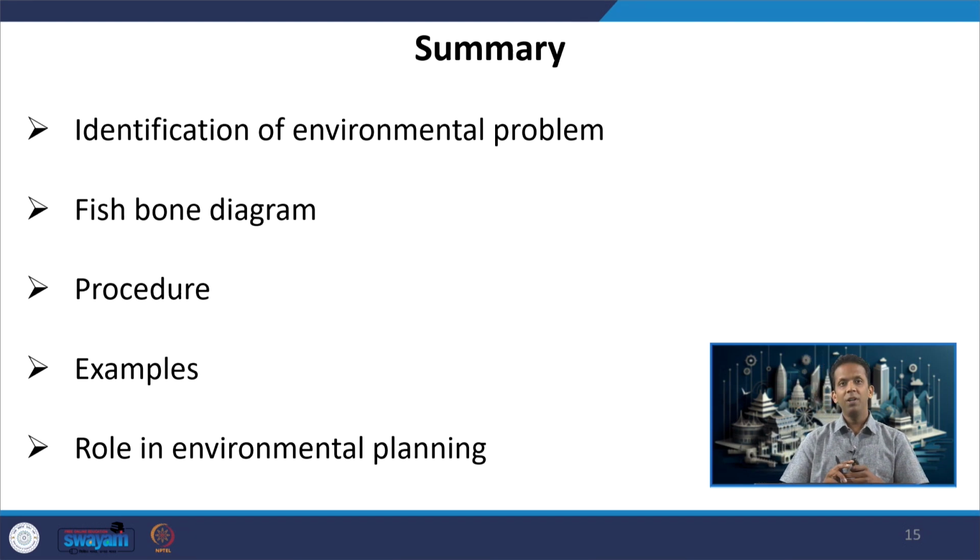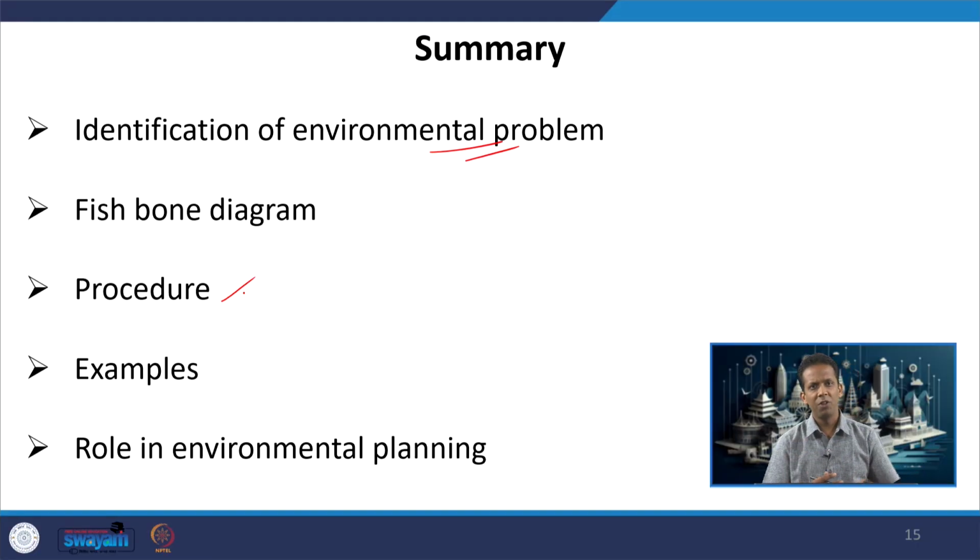So, we will stop here. To summarize, what we covered in this lecture was why identifying an environmental problem or issue and understanding it is important, and what the fishbone diagram tool is, which can be used as a cause effect diagram. We saw the procedure for how to draw that fishbone diagram. We covered a couple of examples, and as you know, we need not stick to the categories of those 6 M's or 8 M's. You can have your own categories and put all possible causes under those categories. Then we saw how it can be applied in the environmental planning sector and what its limitation is.